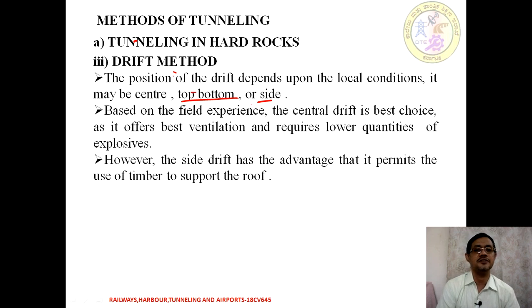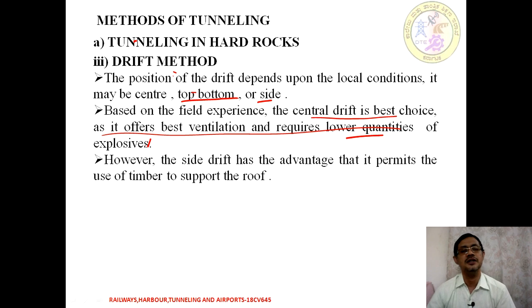Based on the field experiences, the central drift is always going to be the best choice. So, this is according to the railway engineer, as it offers ventilation and requires lesser quantities of the explosive. So, that is the thing with respect to the drift method. However, side drift is also going to be advantageous as it permits the use of timber to support the roof.